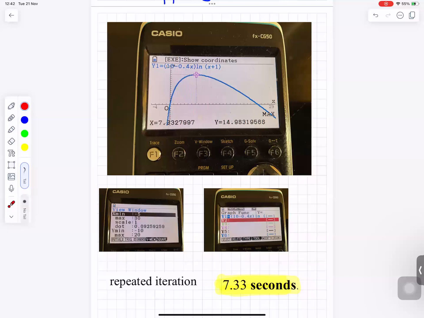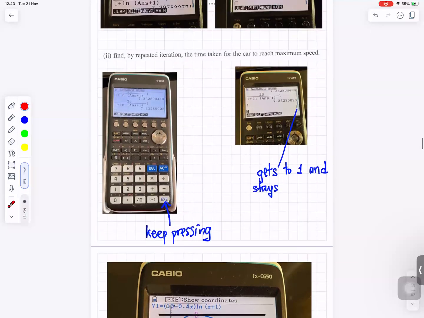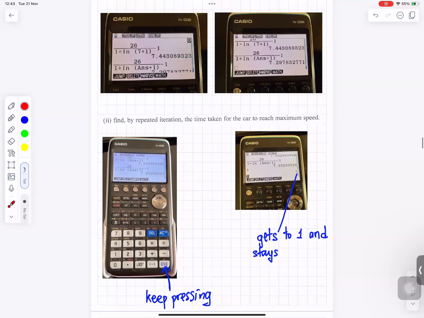So for the car to reach maximum speed, we use repeated iterations until you get to 7.33 seconds. That's the maximum there, and that's 7.33. So you use repeated iterations on the calculator like that until you get to 7.33.